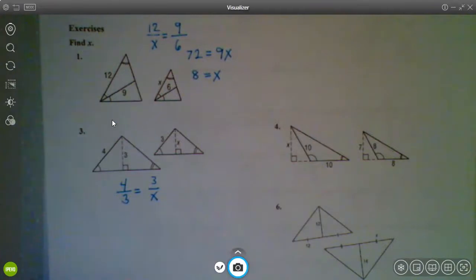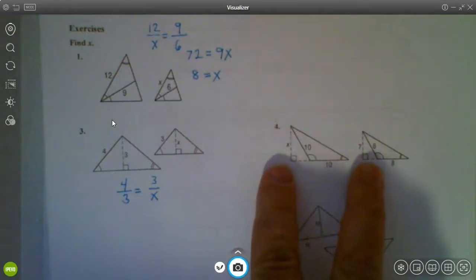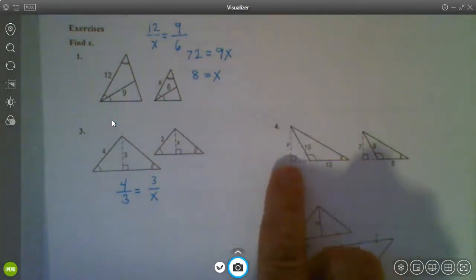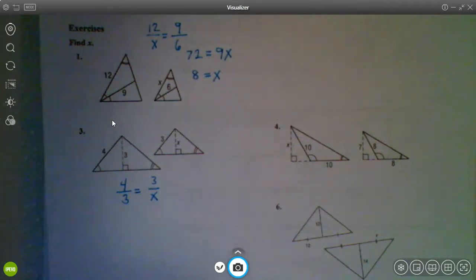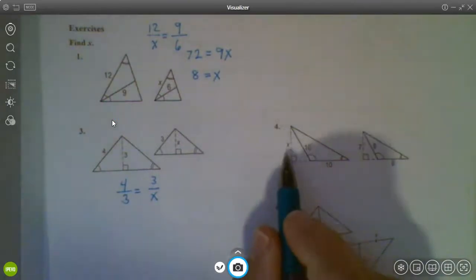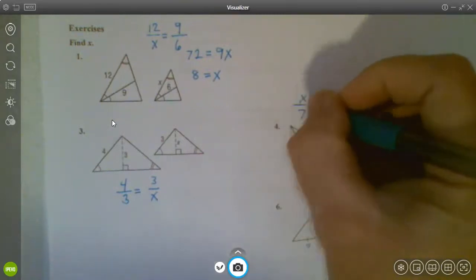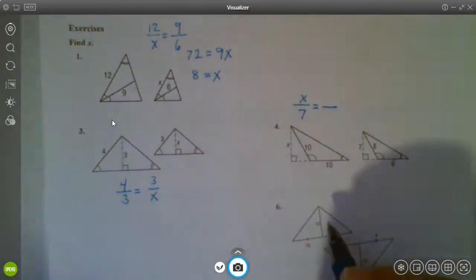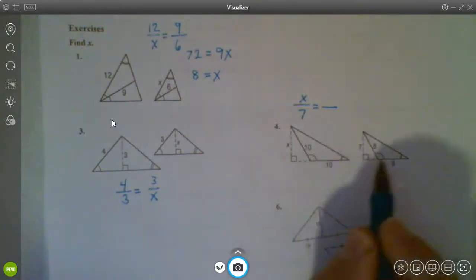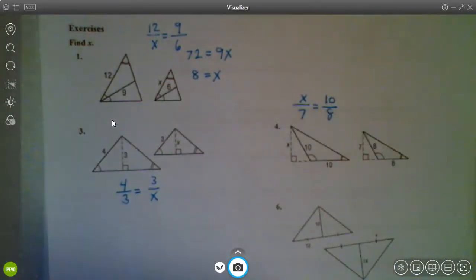Not that big of a deal because the same rules that we've been using all chapters still apply, right? Consistency in the way that you're setting up your proportion. So again, same thing over here. This would also be considered an altitude because it starts at the peak and it goes perpendicular to the base. So even on something like this, we could, again, set up our proportion. I could do something like x over 7 is equal to, and I could use 10 over 8. And then we could obviously solve for x from there.